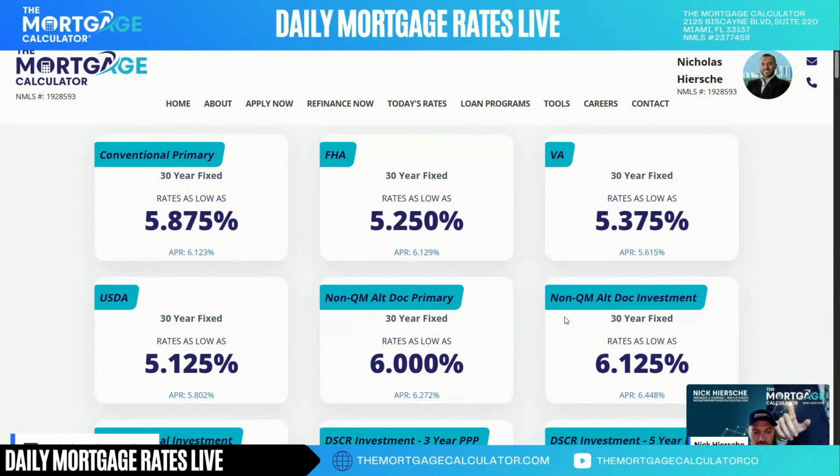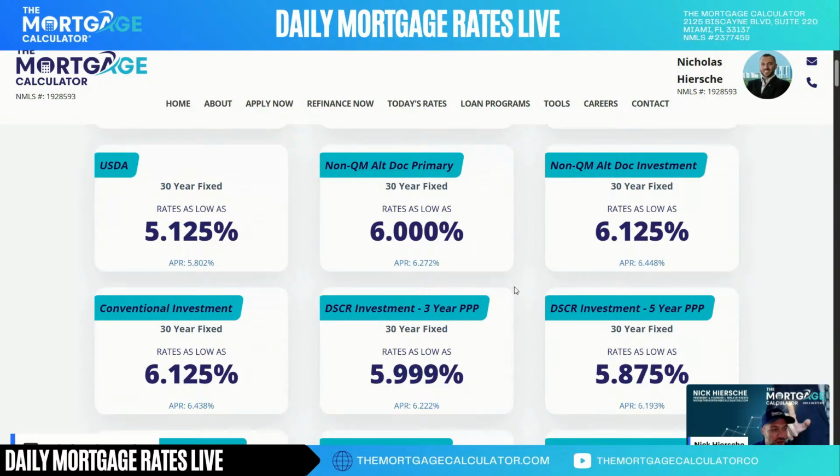And we can use alt docs for our investment properties as well. They come in at 6.125, final APR 6.448 to use alternative docs to purchase an investment property there. And we'll compare that to our conventional options for an investment property coming in today. Again, same rate, 6.125, final APR 6.438, just a touch cheaper to use our conventional option.